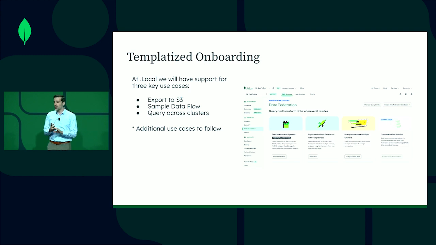We have 3 different flows that are available today. One is exporting data to S3, which is feeding downstream systems, which you just saw. There's sample data flows. There's also the ability to query across multiple clusters. And there are going to be additional use cases to follow. We're really excited about the idea of custom archival solutions that allow you to set up the copying and deletion of data from your cluster and moving it into S3, and then seamlessly setting up a merged view between the data in object storage and the data in your cluster.